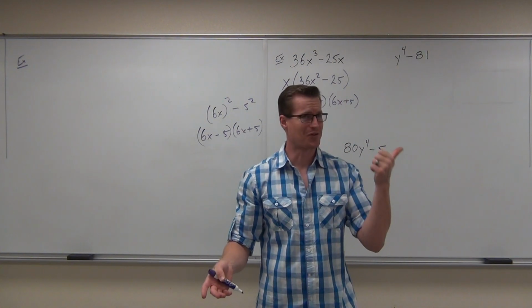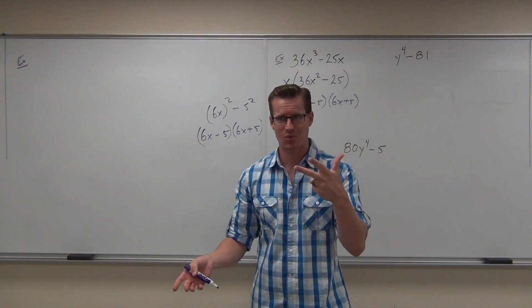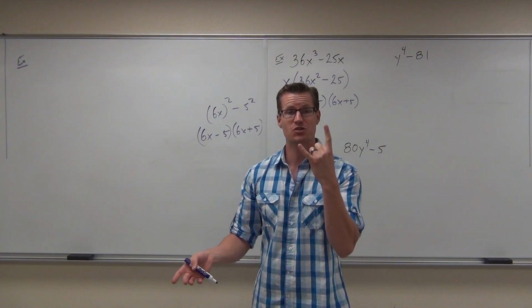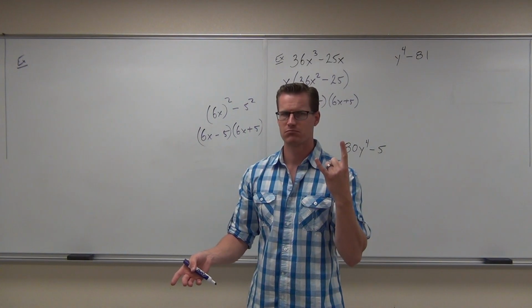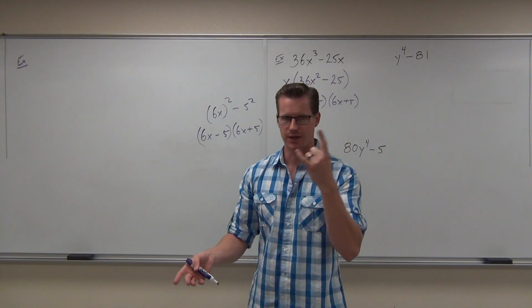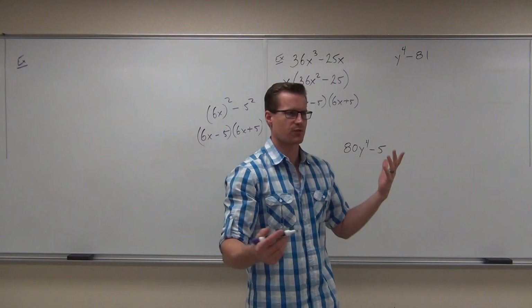It's in order. The first term is positive. There's no GCF besides one, and you have two terms. You should check for what? Grouping? No. That's silly. Diamond problem? No. Difference of squares? That's what you should check for. There's a minus between them. Check for difference of squares.